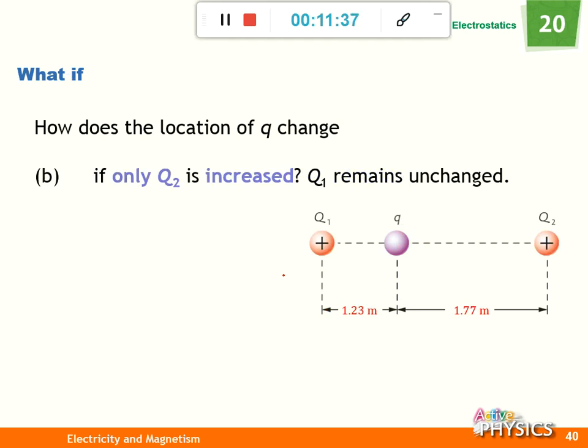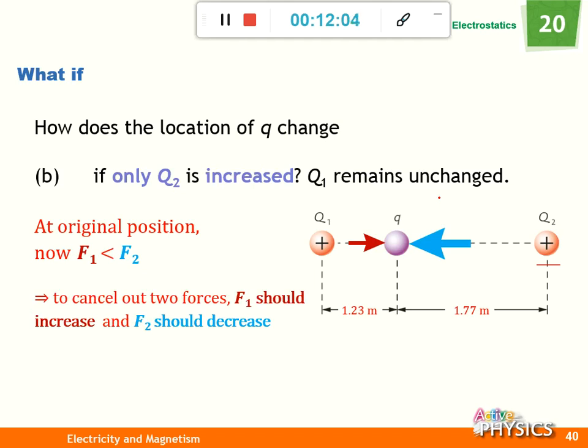How about B? If only Q2 is increased, it means that the importance of Q2 will be larger than before. At the same time Q1 will keep the same. Then at the original position, now F1 is less than F2. To cancel out these two forces, Q should move towards Q1, in order to make F2 reduce and F1 increase. Then it should shift towards Q1.